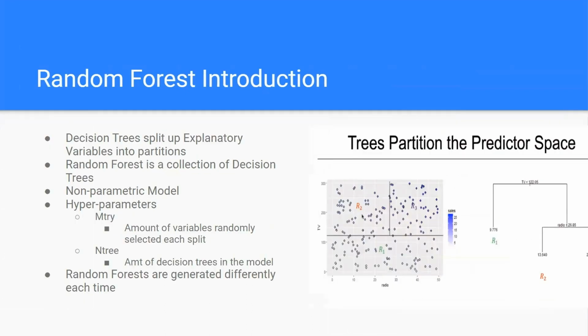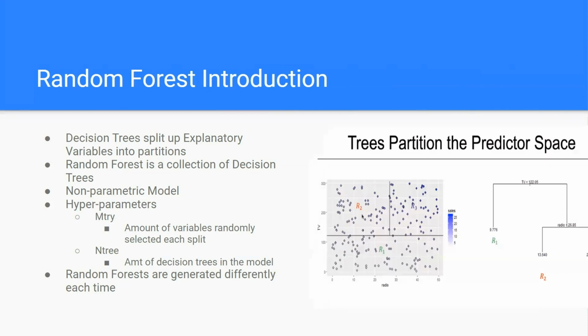For our non-parametric model, we used the random forest model, which is basically a collection of decision trees where the decision trees split up the explanatory variables into partitions. It's a really good non-parametric model for classification. For our hyperparameters, we used mtry, which is the number of variables randomly selected at each split, and ntree, which is the number of decision trees in the model.